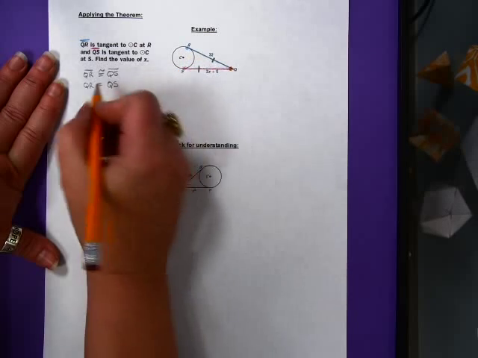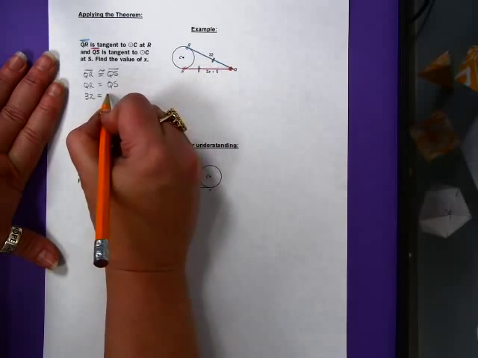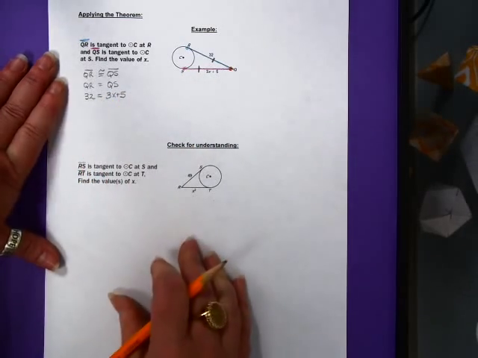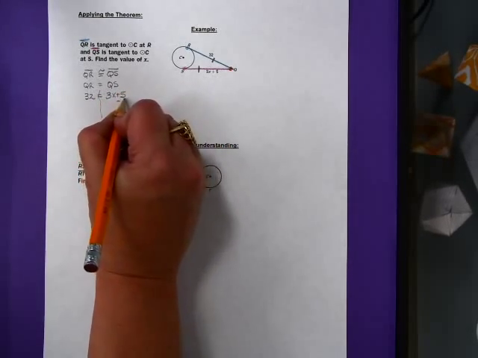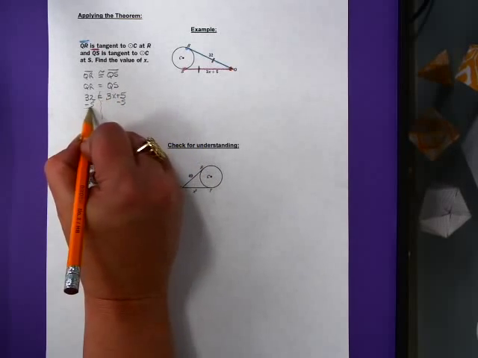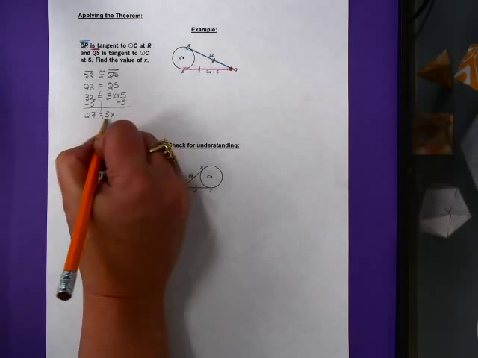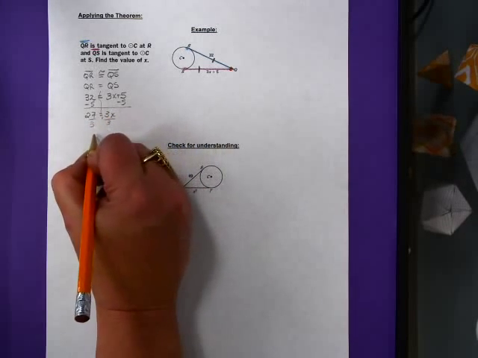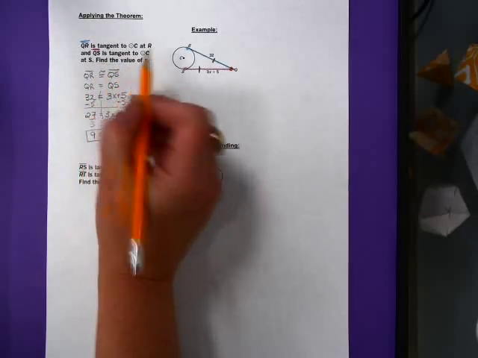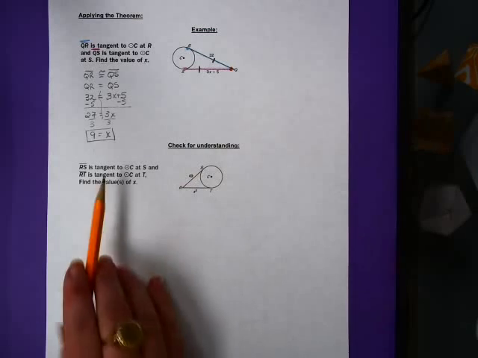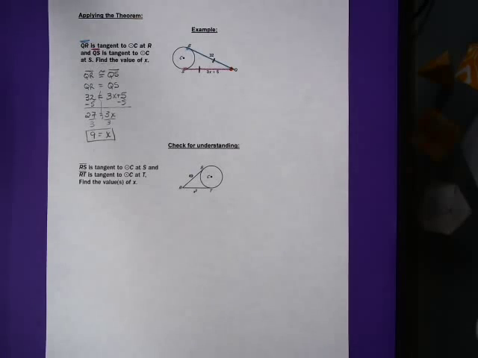QR, we know, is 32, so I'm going to put 32 here. QS is 3x plus 5. So now I just use my algebra. I'm going to subtract 5 from both sides. I get 27 on the left equaling 3x on the right. Divide both sides by 3. I get 9 equals x. So I found my value of x. Check for understanding. You're going to do the same thing here. And that is it for Notes 10.1.